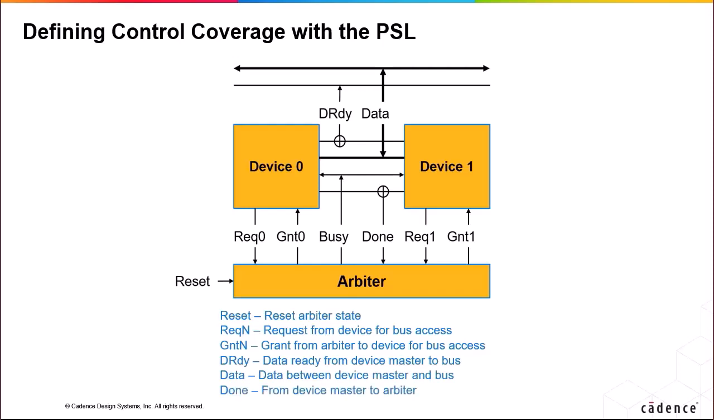The granted device asserts the done signal in the last cycle of its bus access. And the arbiter asserts the busy signal with the grant signal and otherwise removes it in the cycle after done.